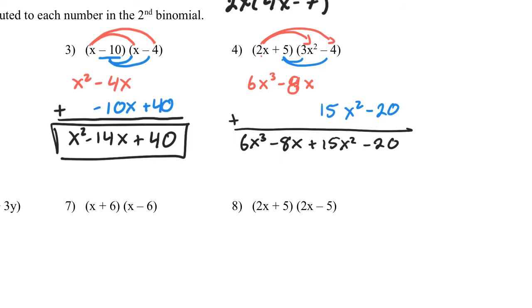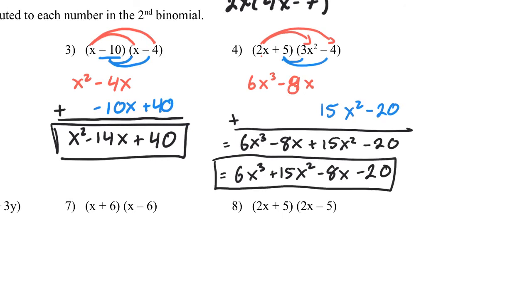But we're not quite done because this is not in standard form, and we should always write polynomials in standard form. So we want to go from greatest exponent to least. So this should be 6x cubed plus 15x squared minus 8x minus 20. Once we're in standard form, then we're complete.